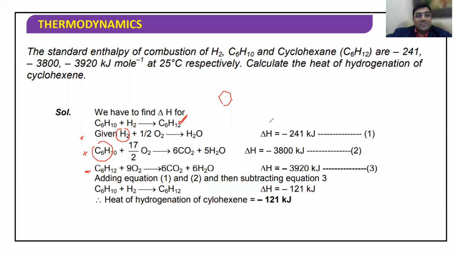Is it all right? Stoichiometry also is okay. 1 mole, 1 mole, 1 mole, all 1 mole only. You get the answer. So what you have to do, tell me. First and second reaction you have to add. And then minus the third reaction. So enthalpy do it.